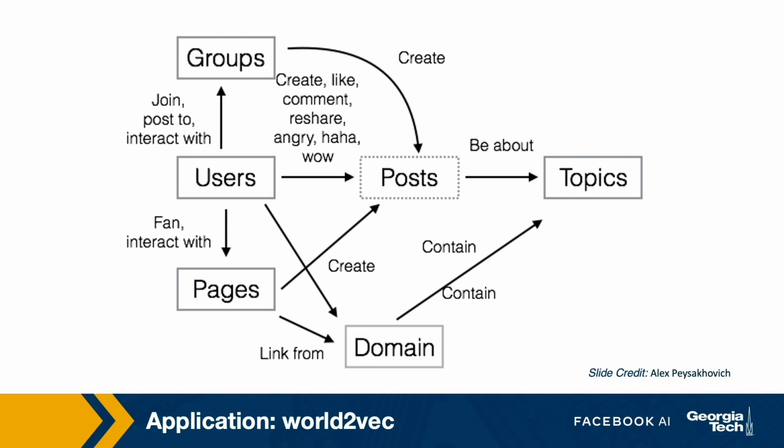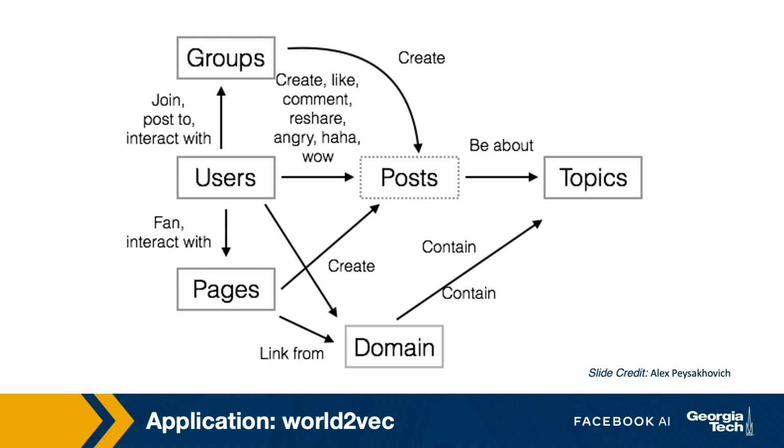So this leads to the idea of World2Vec, where world is everything and we want to embed them into vector representations. So here is a simplified version of World2Vec, where we have the graph. In the center, we have users engaging with pages and groups and posts, and pages can create posts and link from different domains and so on. So again, this graph is huge, especially if we want to embed every user in the graph.